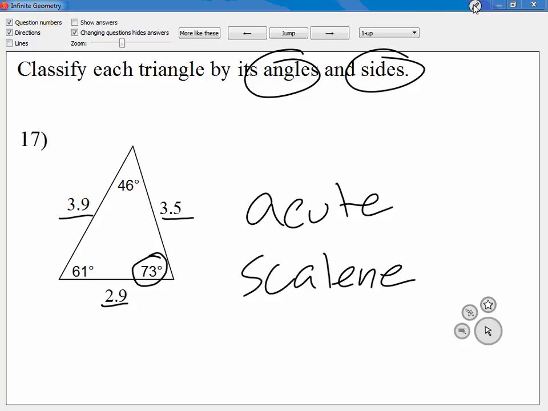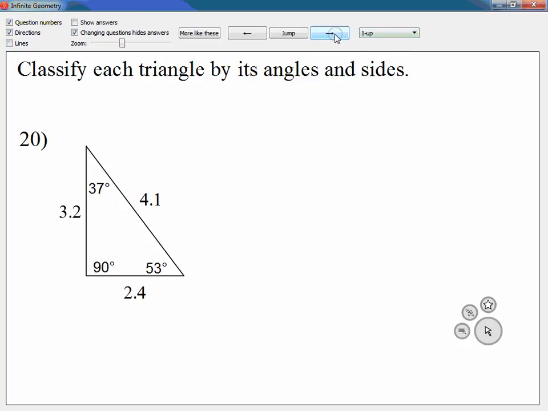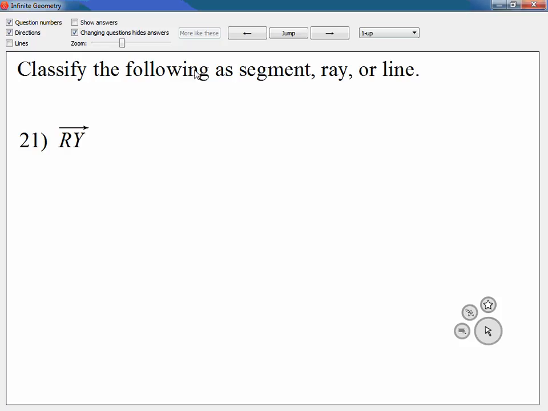Take a look at number 21. Classify the following as a segment, ray, or line. I notice it has an arrow on only one side, so that's a ray. Remember, a line will have arrows on both sides. Segments don't have arrows, just segments. Alright, any questions?